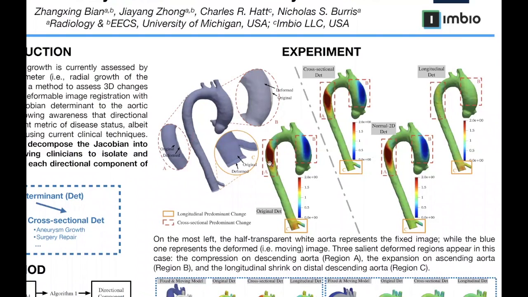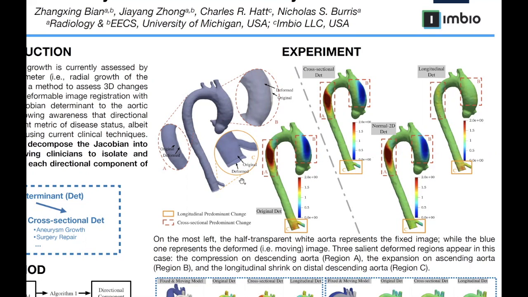To give a concrete example here, the transparent white model is the original aortic anatomy, and we created synthetic deformation in region A, B, and C to get the deformed aorta, which is the blue surface here. In region B, we created some compression, and in region A, we created some expansion. These two deformations are mainly the cross-sectional change. Also in region C, we stretch the distal portion of the descending aorta to create the elongation.